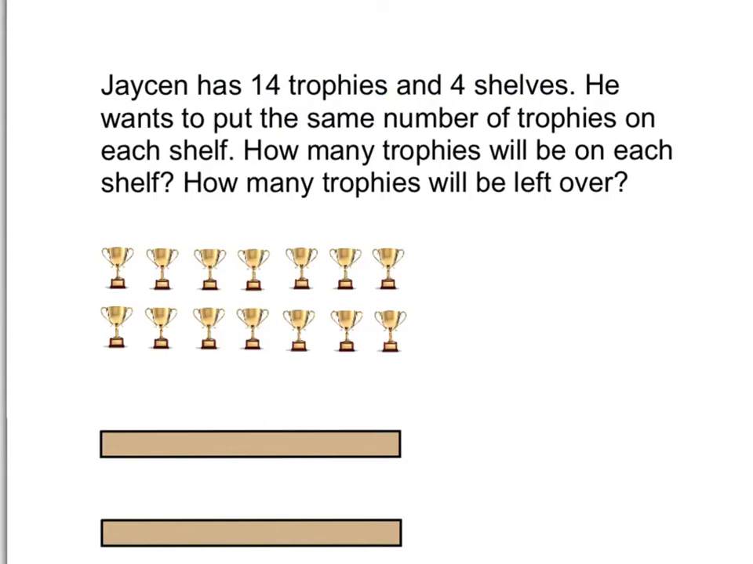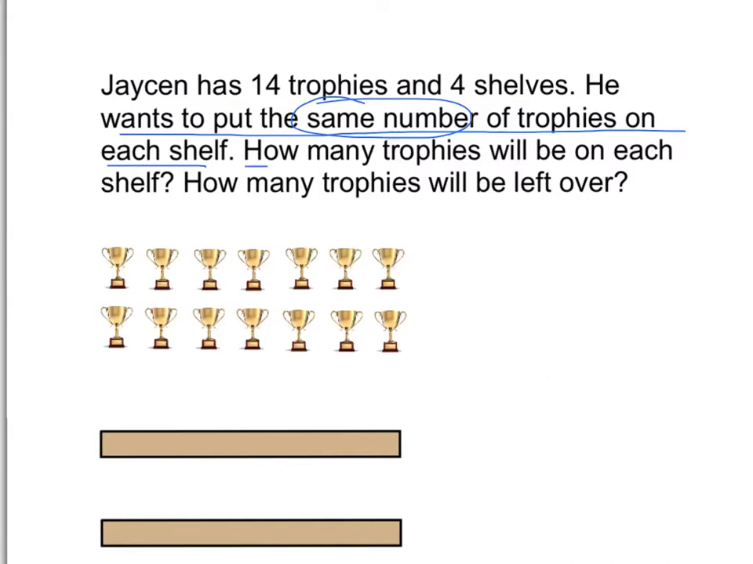what part of this question makes us think that we have to divide? Well, he wants to put the same number of trophies on each shelf. If he wants the same number, then that is what we know it has to be division, because we have to divide them into equal groups. That's what division is, putting things into equal groups.